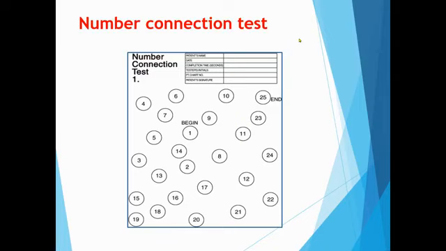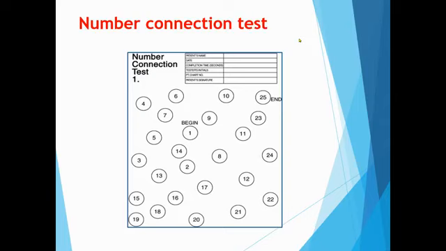And this is a number connection test. There are 25 circles, each containing a digit, starting from 1 to 25. If you ask a normal person to connect the circles with each other, keeping the sequence 1, 2, 3, 4 intact, a normal person will be able to do it within 30 seconds. But in case of hepatic encephalopathy, the person will not be able to connect it so quickly. Furthermore, he will not be able to maintain the sequence as well.